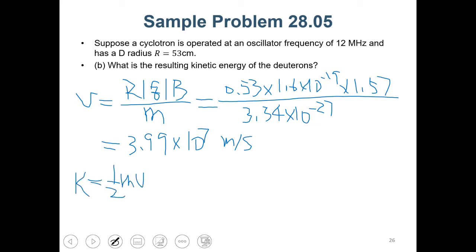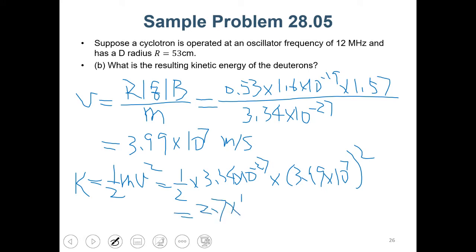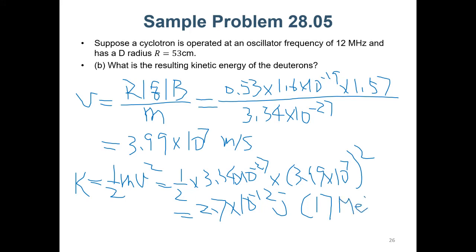And then the kinetic energy will be 1/2 mv squared. So 1/2 times 3.34 times 10 to the minus 27 times (3.99 times 10 to the 7) squared. So it will be 2.7 times 10 to the minus 12 joules, which is 17 MeV. You just need to divide this by 1.6 times 10 to the minus 19, and that becomes 17 MeV.